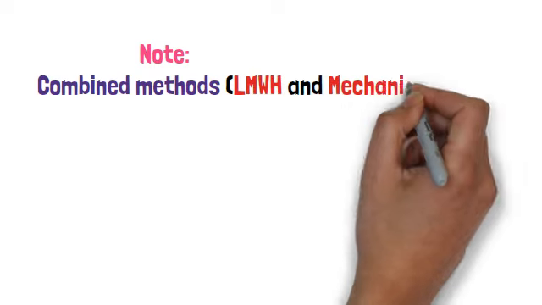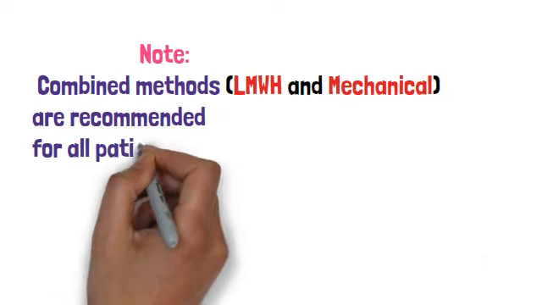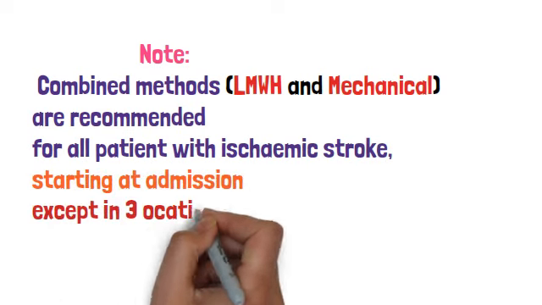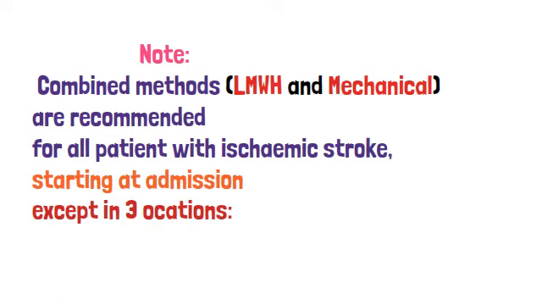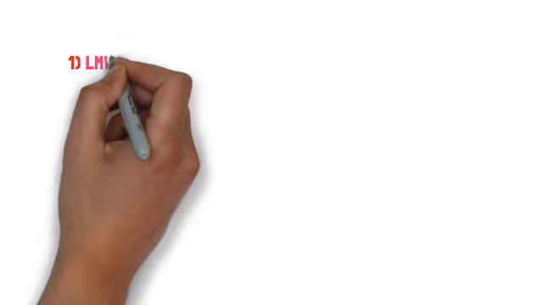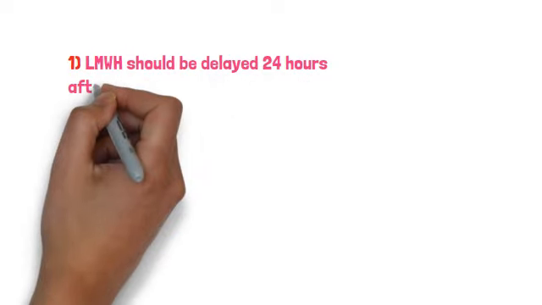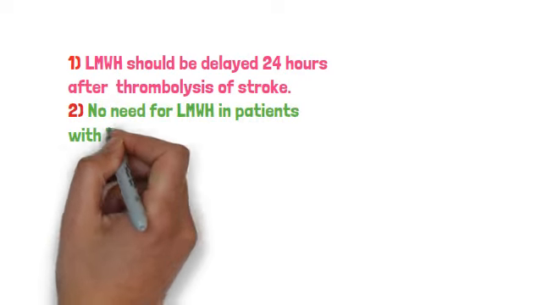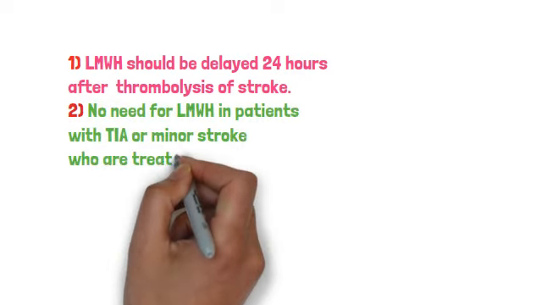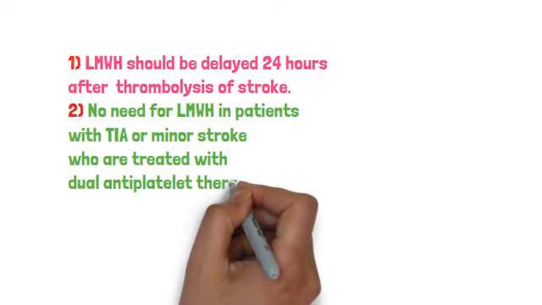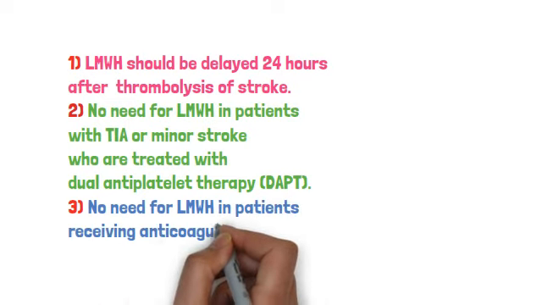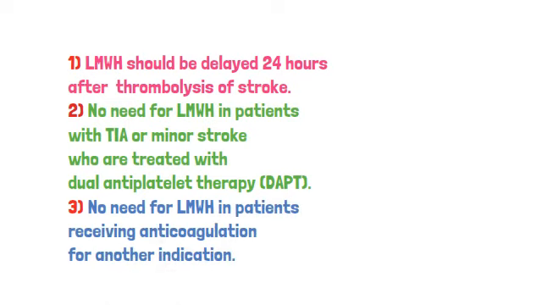Here is an important note. The combined method, low molecular weight heparin and mechanical, is recommended for all patients with ischemic stroke starting at admission, except on 3 occasions. Number 1, low molecular weight heparin should be delayed 24 hours after thrombolysis of stroke. 2, no need for low molecular weight heparin in patients with TIA or minor stroke who are treated with dual antiplatelet therapy. 3, no need for low molecular weight heparin in patients receiving anticoagulation for another indication.